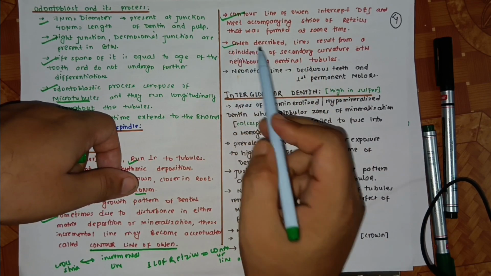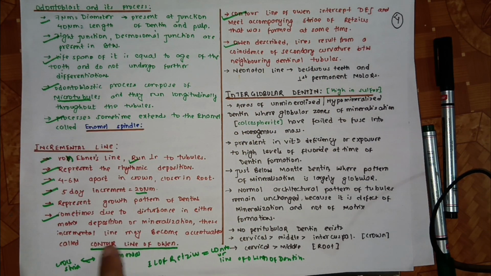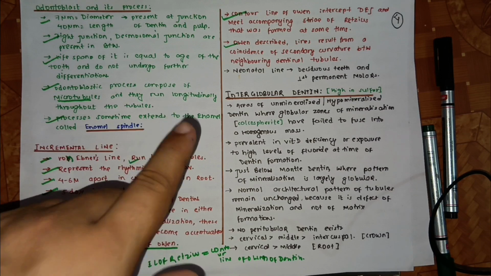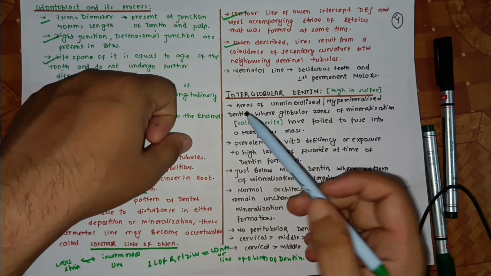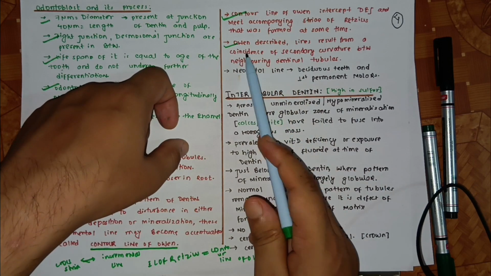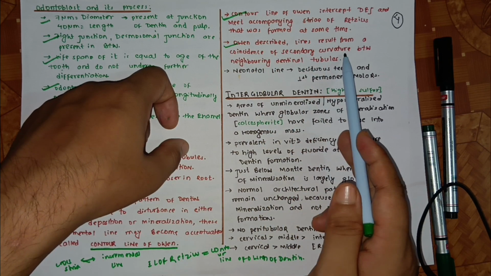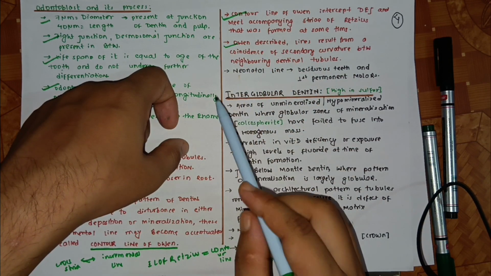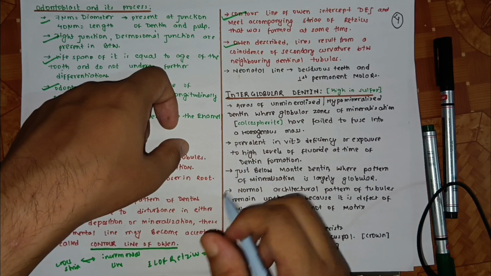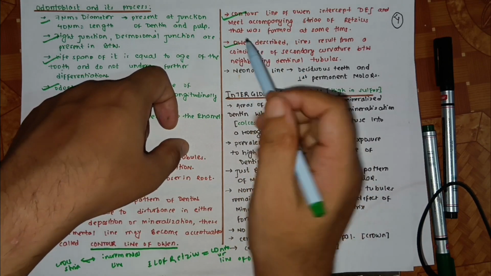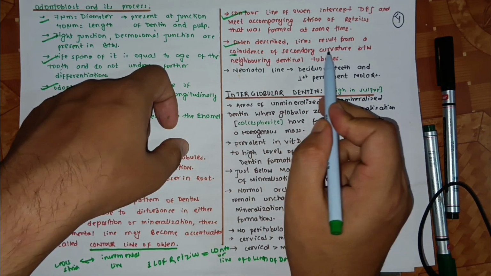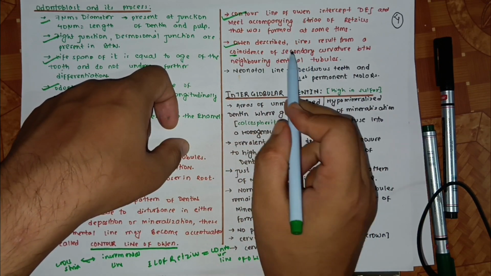After that, Owen described it as a line resulting from the coincidence of the secondary curvature between neighboring dentinal tubules. It is formed due to matrix deposition or mineralization disturbance, and the name contour line of Owen came from Owen. As discussed earlier, secondary curvatures are the sigmoid-like curvatures present along the length of the dentinal tubule, so the line is formed by the coincidence of the secondary curvature between the neighboring dentinal tubules.